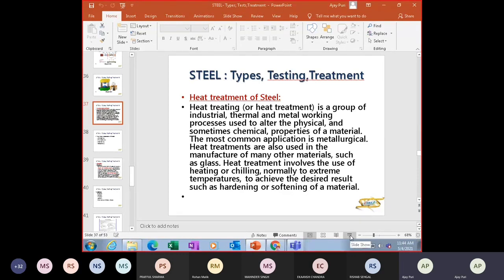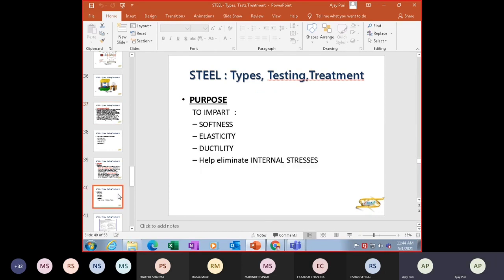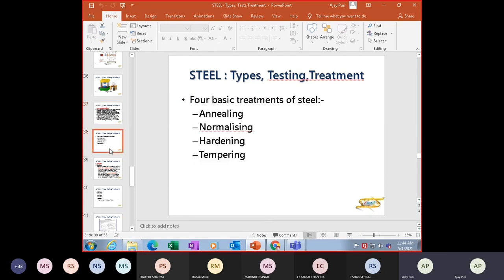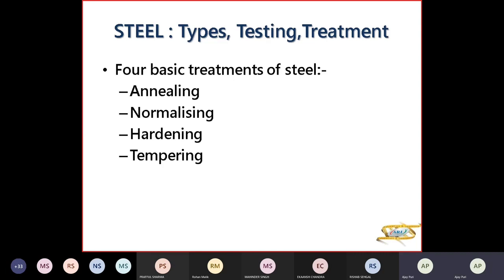So today we'll be doing your heat treatment. I hope you can hear me now. So your heat treatment is of 4 types, which are your annealing, your normalizing, hardening, and tempering. So 4 types of heat treatment are there, and basically you're changing the structural, chemical, and physical shape of that steel by heating it above eutectoid temperature and then cooling, the type of cooling required there.